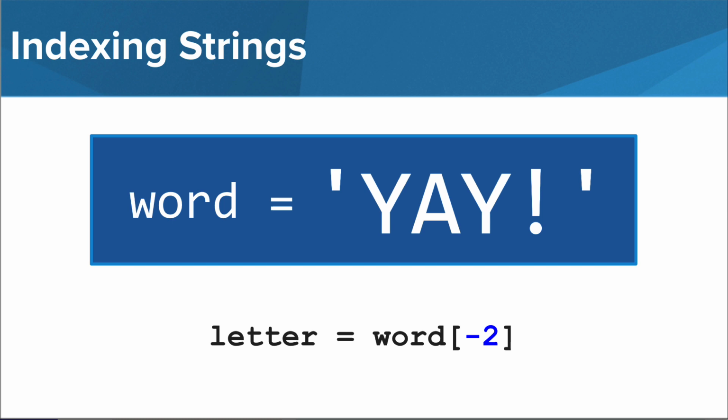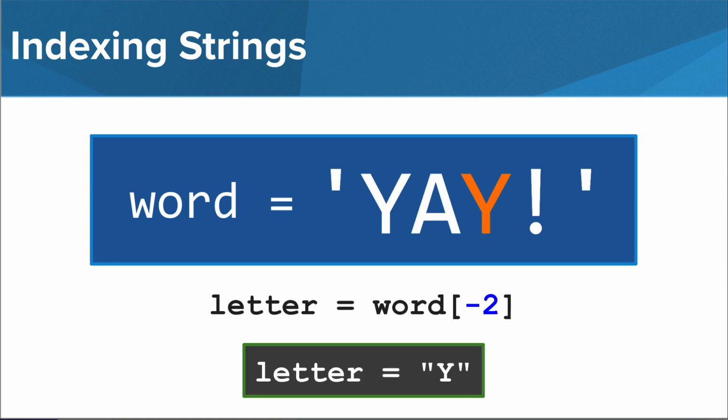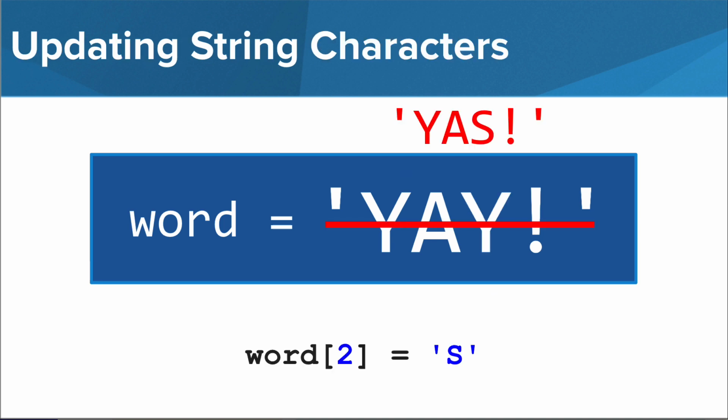So what would letter be set to if we used word at -2? The second Y in the string is found at index -2, so this character would be saved inside the new letter variable. Now, what if we wanted to update our string to say yas instead of yay?